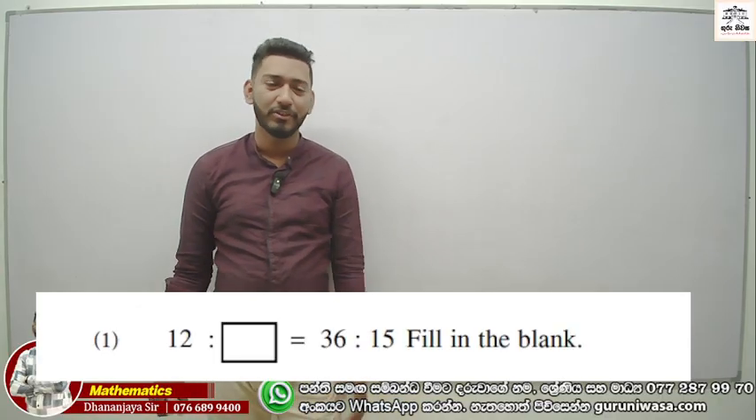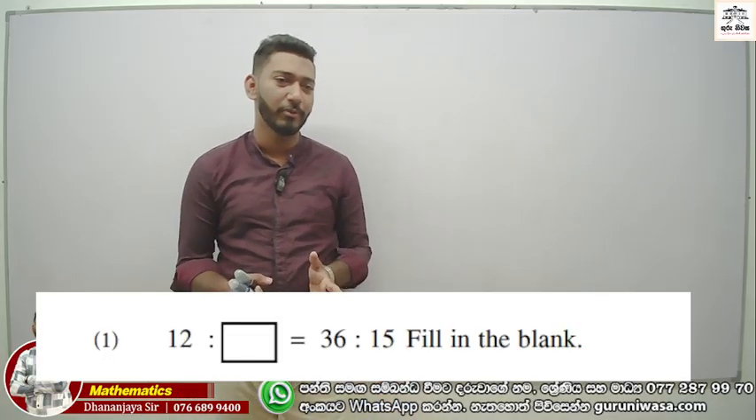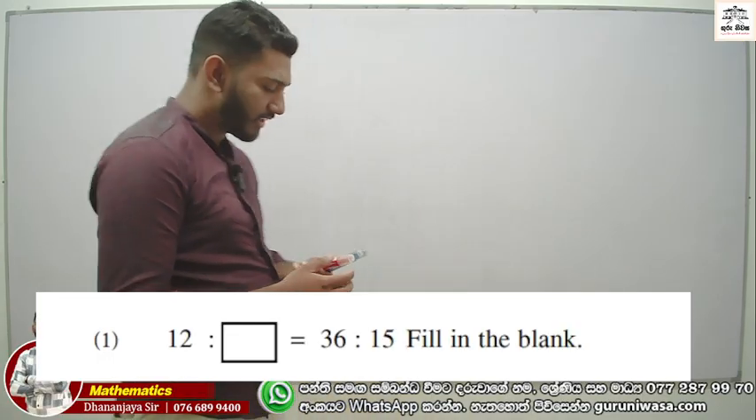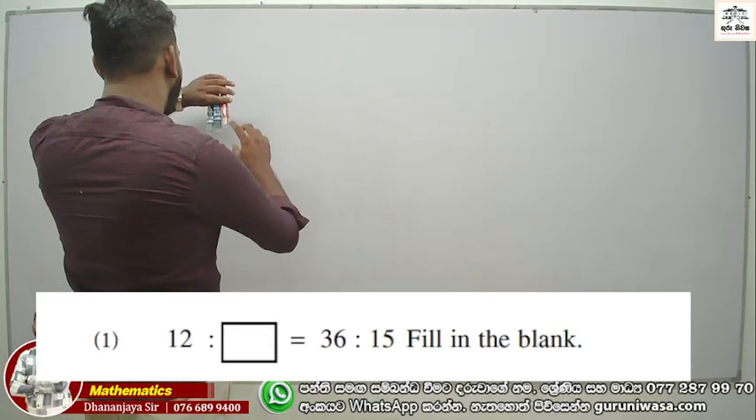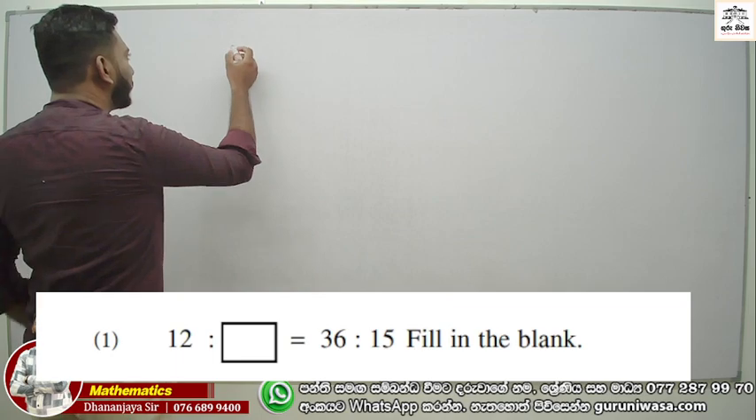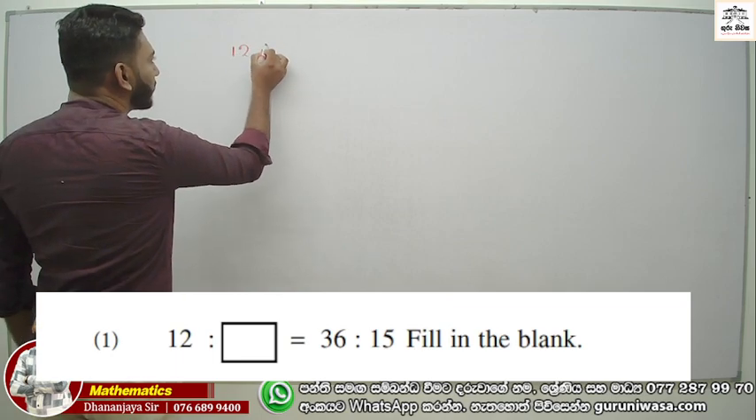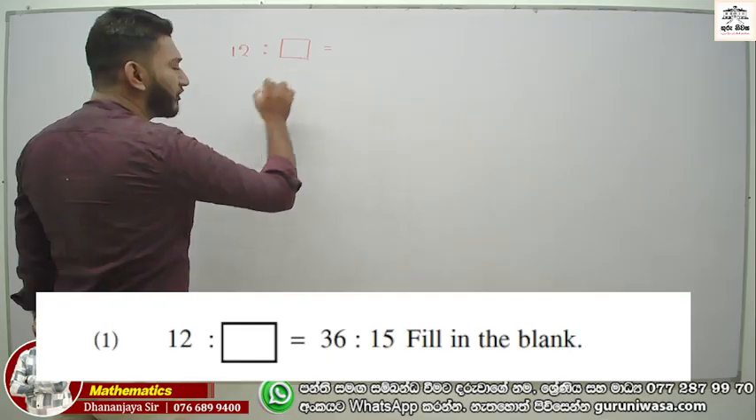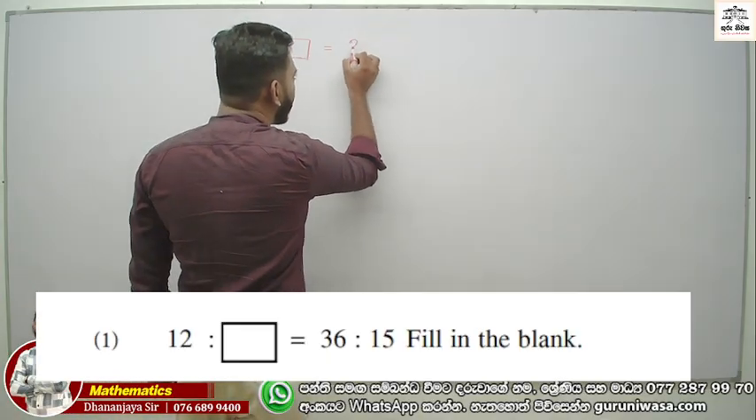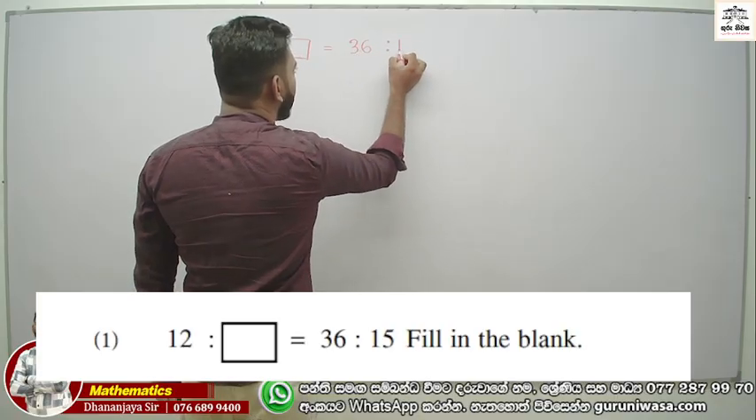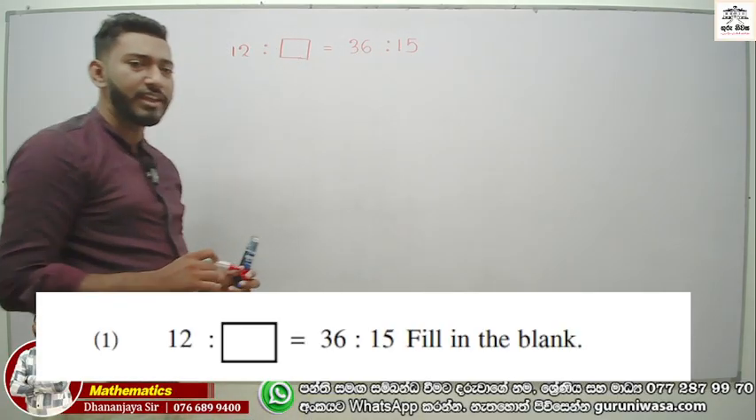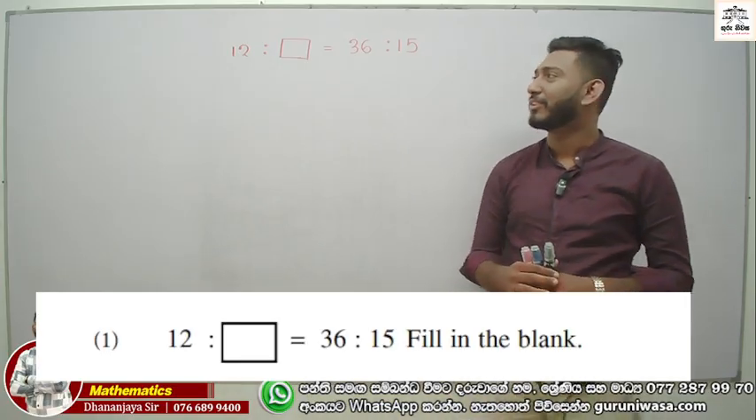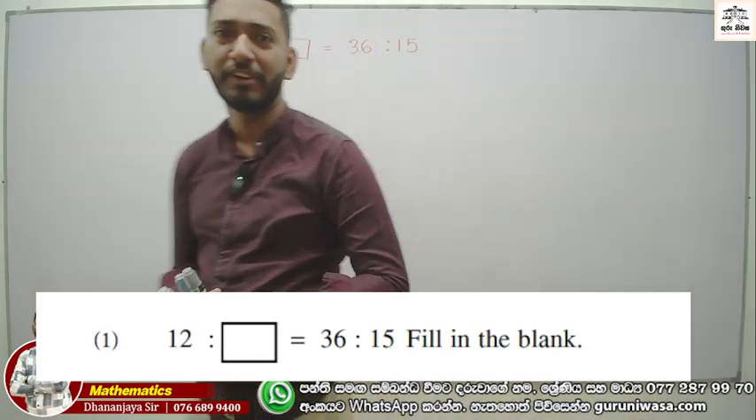Right. Now, today we are going to discuss paper, right? Now, look at this one. The first question, 12 into the number, we don't know what is the value for that, right? 12 into this number equals 36 into 15. Now, can you find the answer for this one? This one is relevant to the ratios.